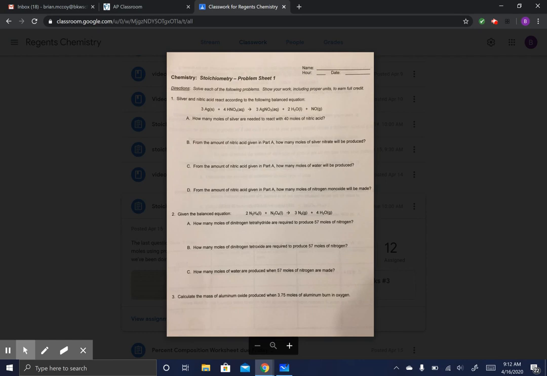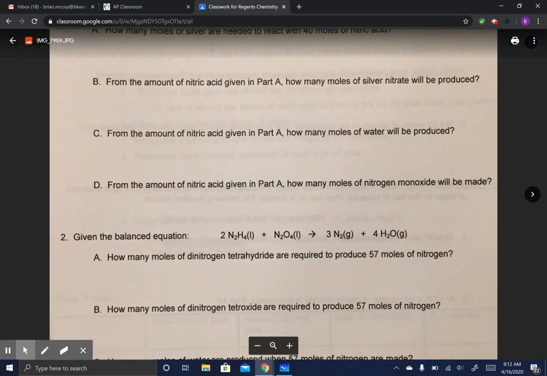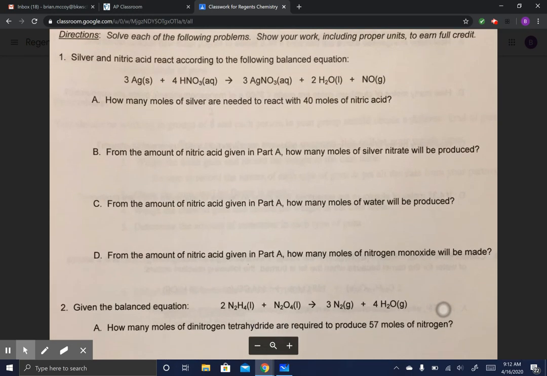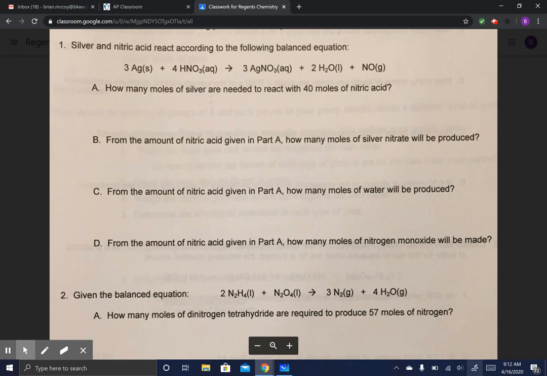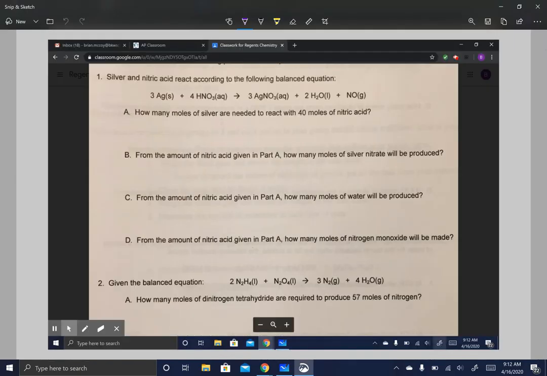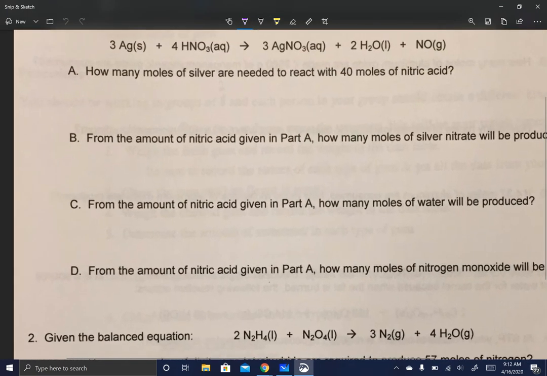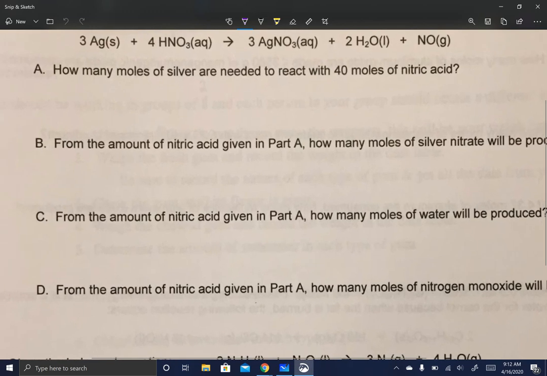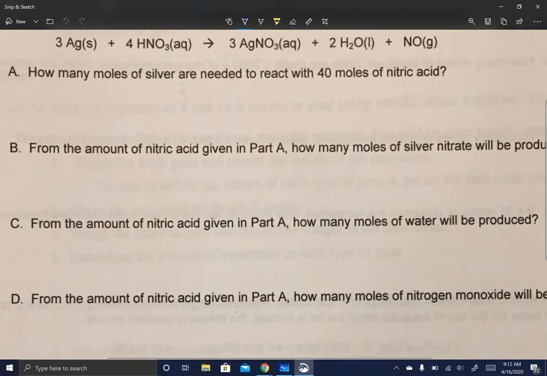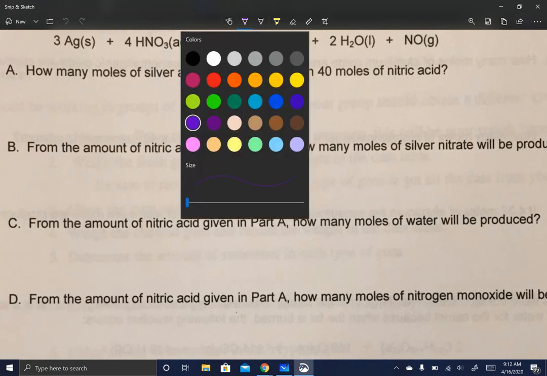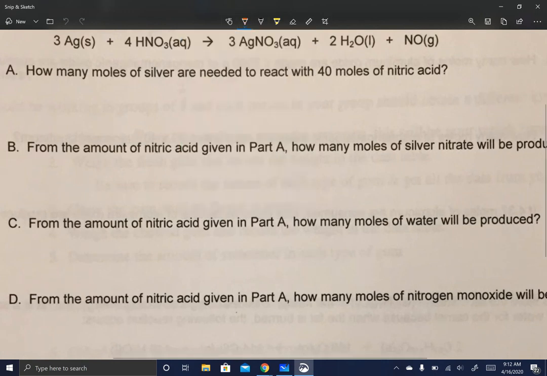All right. So let me zoom in. Actually, let me do this. I should be able to do all four here if I just take a picture of that. All right, here we go. And we'll go with orange here today.